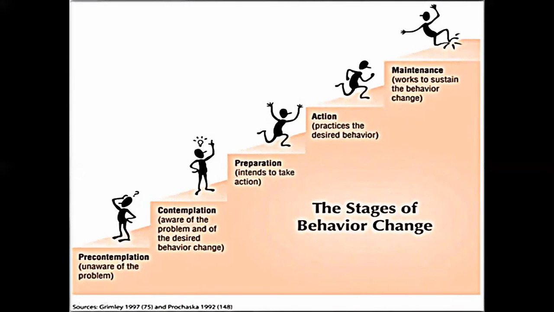Subsequently, a sixth stage of change was introduced. This stage is known as the termination stage. During the termination stage, the behavioral change is permanent and the individual no longer has any temptation to relapse.